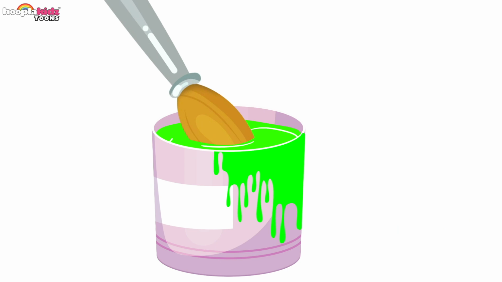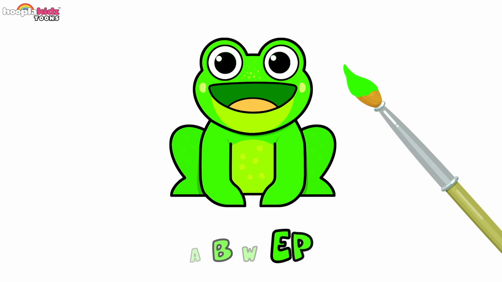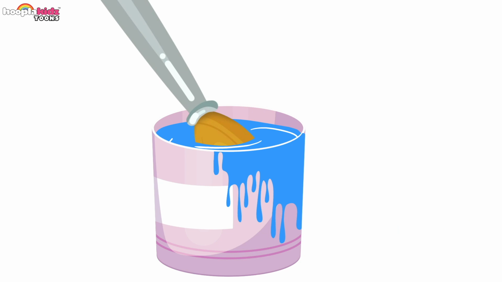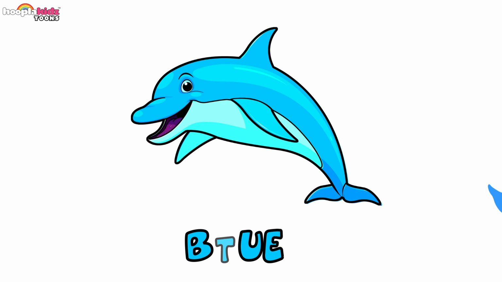Ooh, a frog! What colour should it be? Yep, it's green! Ooh, what's next? I know this one. It's a dolphin! What colour should we paint the dolphin? Painting! Ooh! Blue!